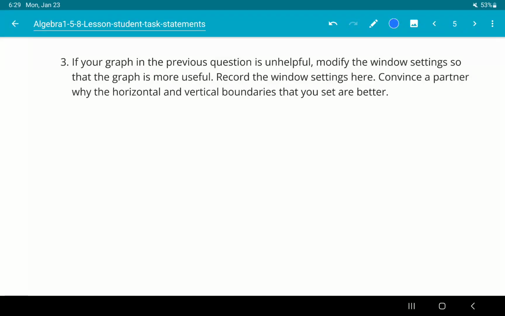If your graph in the previous question is unhelpful, modify the window settings so that the graph is more useful. Record the window settings here. Convince a partner why the horizontal and vertical boundaries that you set are better.